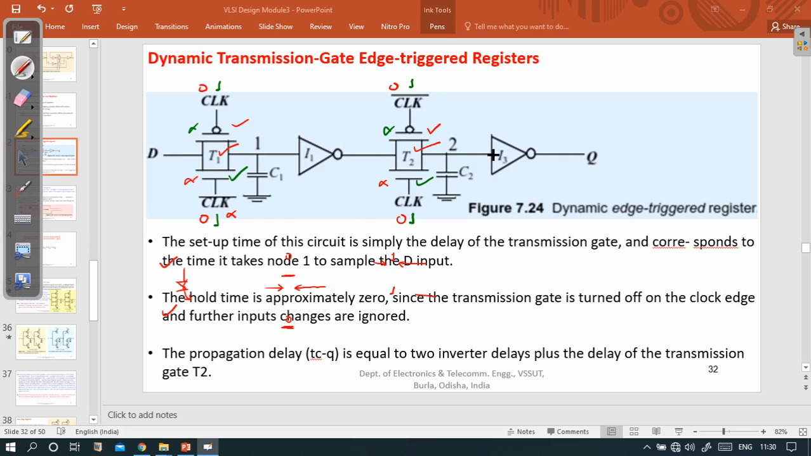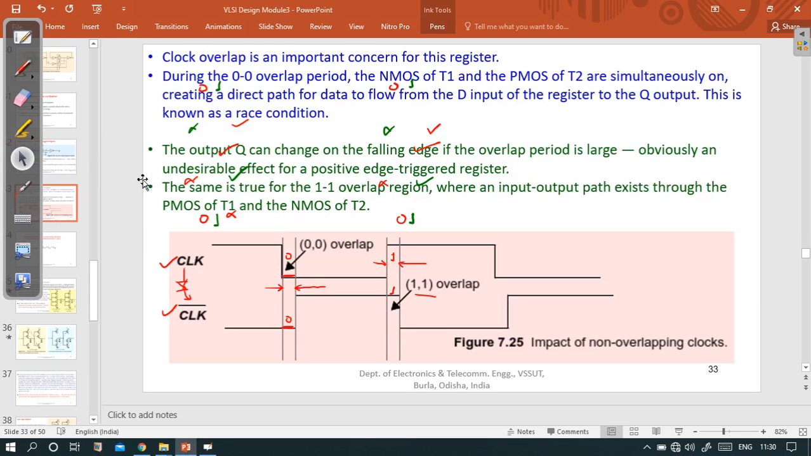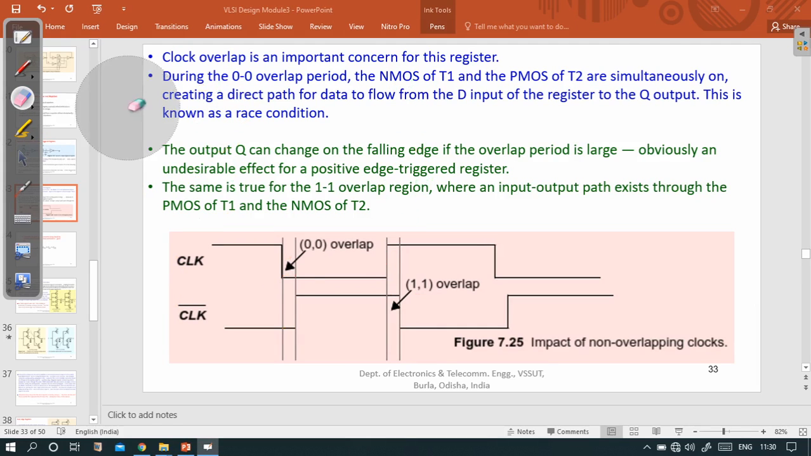Again the data is transparent, going without any hindrance to the final output Q, which is again undesirable. So for these small time periods, for this 0 0 overlap and 0 1 1 overlap, the circuit is completely transparent to the input signal and it passes to the output Q directly. Which is not desirable, which we do not want to happen. So these are the problems associated with this 0 0 and 1 1 overlap.